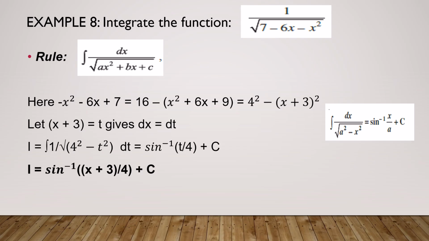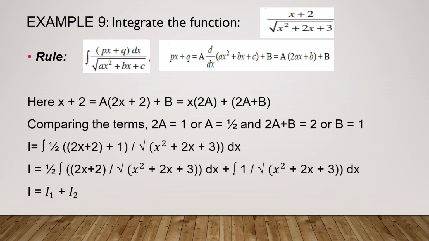So we are using two things over here. First thing is the rule how to solve integrals of the type dx upon root of ax square plus bx plus c. And second thing is a special integral dx upon root of a square minus x square. Next example is you have to integrate a function of the type px plus q upon root of ax square plus bx plus c type. So integrate x plus 2 upon root of x square plus 2x plus 3.